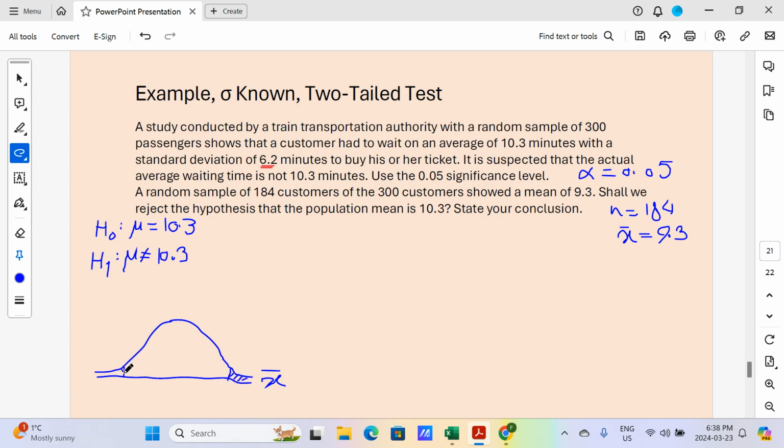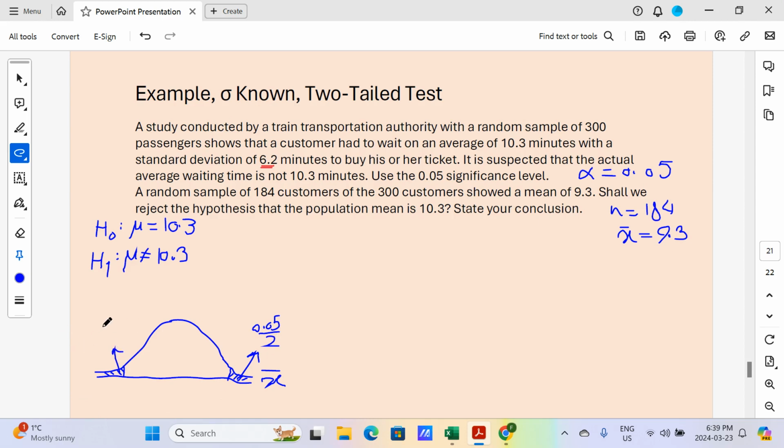As I explained before, the area of both tails is alpha, and in total the area of the right side tail plus the area of the left side tail together is 0.05. So each tail would be, in this case, alpha divided by 2, or 0.05 divided by 2. It's the area of each tail.